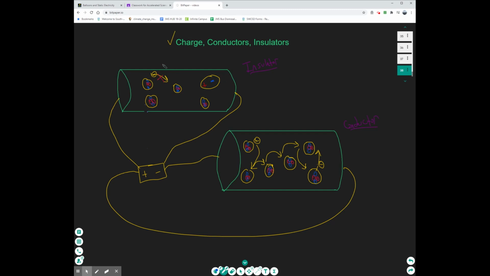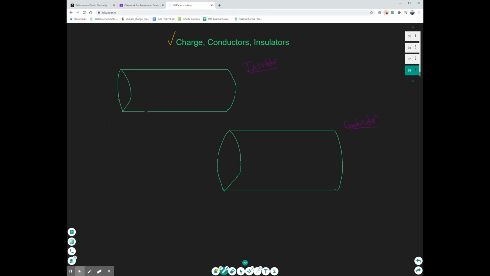So you might be familiar with static electricity. That's kind of how this works. More on that in just a minute. Okay, so let's go ahead and then put charge on these things, shall we?